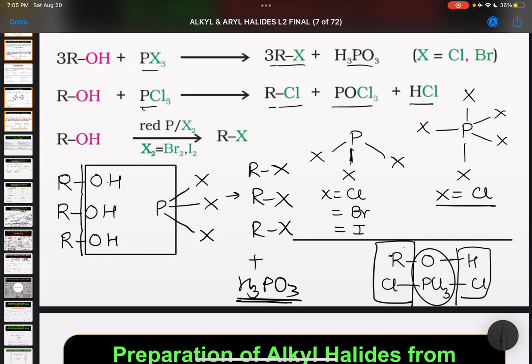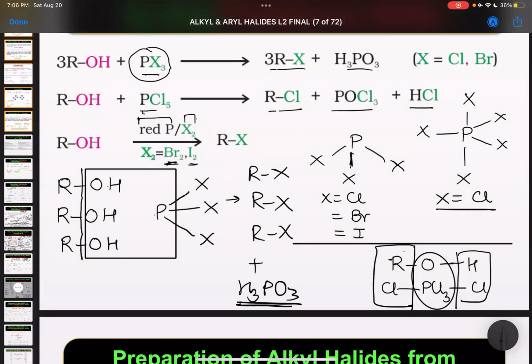Sometimes PX3 can be prepared directly in the lab by taking red phosphorus and halogen. The halogens which we take are Br2 and I2. Why is Cl2 not written over here? For Cl2 you take PCl3 directly. Actually, you prepare only PBr3 and PI3. What is the reason? Because you can't add a gas to solid phosphorus. Br2 and I2 you can mix, but chlorine is a gas.